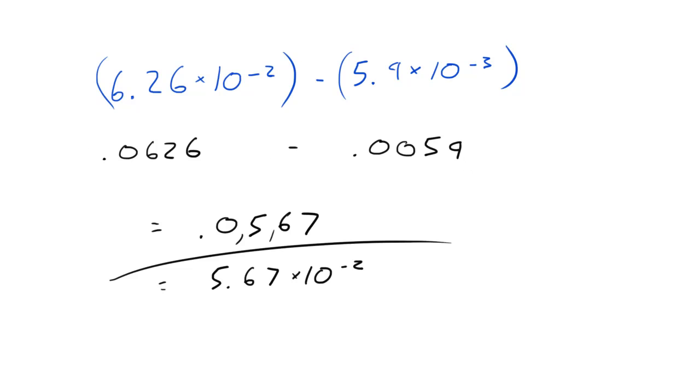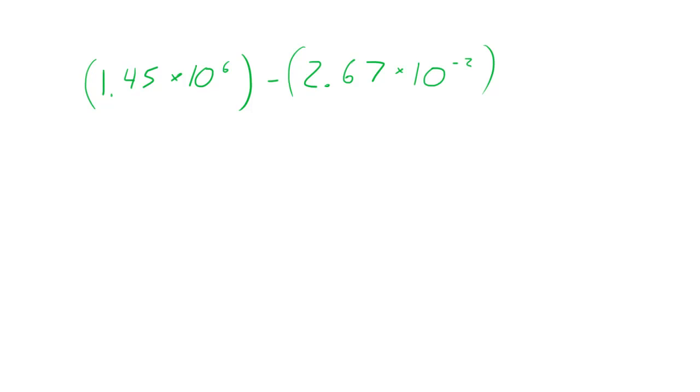Now to wrap things up, let's go ahead and take a look at this right here. Now what we're doing is we basically have a really big number, 1.45 times 10 to the sixth, minus a really small number, so 2.67 times 10 to the negative 2. So we're taking a really small amount away from a really big number. So we're going to end up with a really big number. We already know that. So let me walk you guys through this.